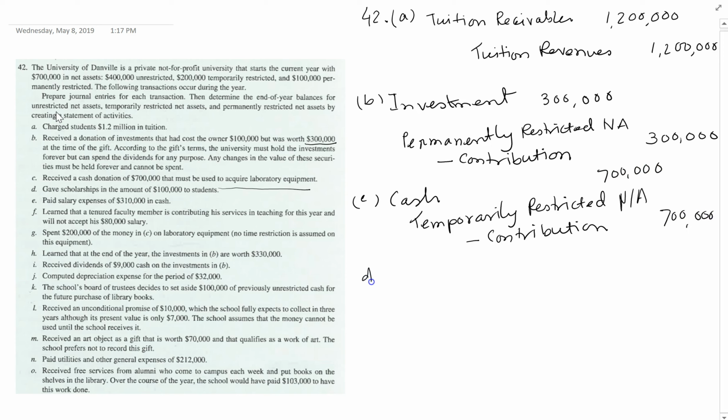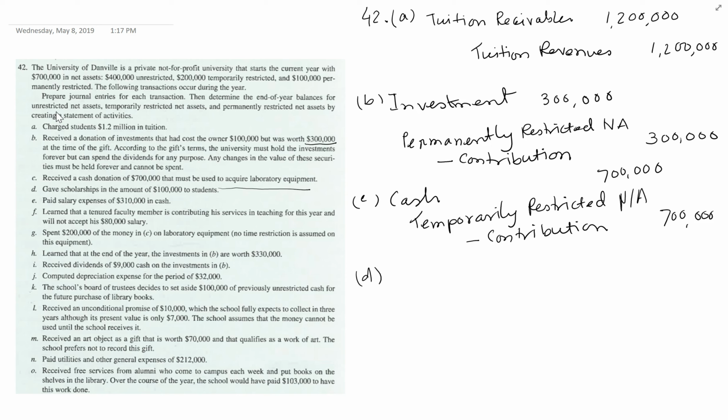Now, let's see number D. Number D, it says that gave scholarship in the amount of $100,000 to the students. So basically, they gave scholarship as a financial aid, right? And that will be deducted from the tuition, right? So although we recorded the tuition revenues, the scholarship is kind of considered as a discount. You can compare it for a for-profit company, say for example sales and sales discount. So this scholarship will affect the amount of tuition they are receiving.